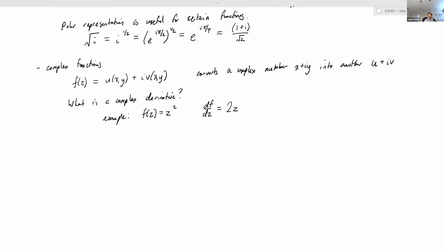In fact, most of the rules that you know from real analysis actually apply directly to complex analysis. The power law still applies. The derivative of sine is still cosine. The derivative of log is still 1 over z. All that stuff still perfectly applies to complex numbers.